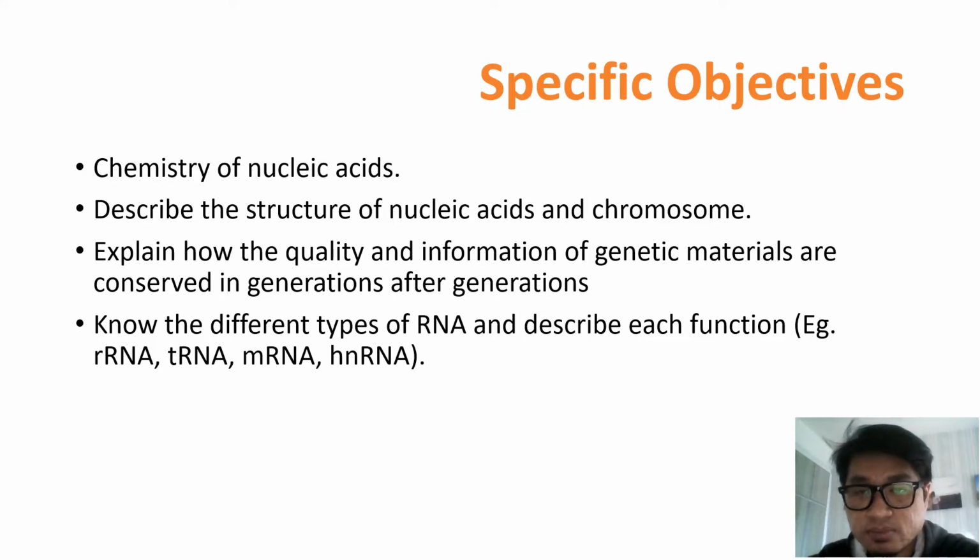In this chapter, or in this subtopic, at the end of the course, the student must know the chemistry of the nucleic acids, and then the student can describe the structures of nucleic acids and the chromosomes. The student must also explain how the quality and the information of genetic materials are conserved generation after generation, meaning how the DNA can be transferred from the mother cells to the daughter cells. And the last one is the student should know the different types of RNA, for example, the rRNA, the tRNA, mRNA, and hnRNA.